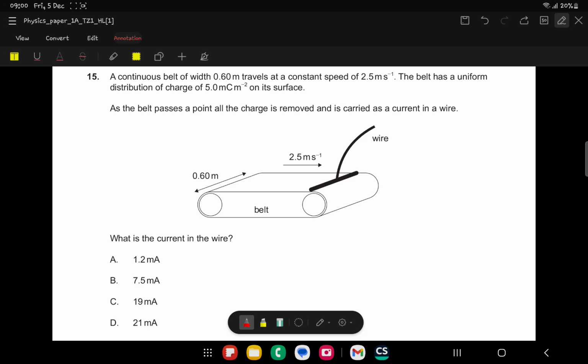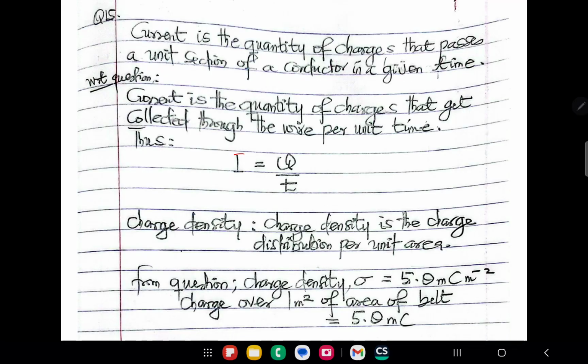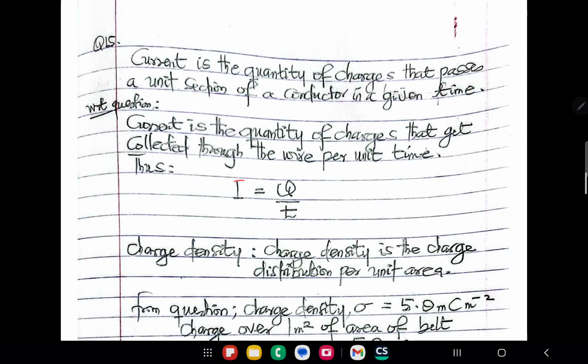This is a very interesting solution, so let's jump straight into it. First of all, you have to know what current is. Current is a quantity of charge that passes through a particular section of a conductor or a material in a given time. But if we are looking at this question, we can define current as the quantity of charge that gets collected through the wire per unit time. So we can write mathematically that I is given as Q over T.